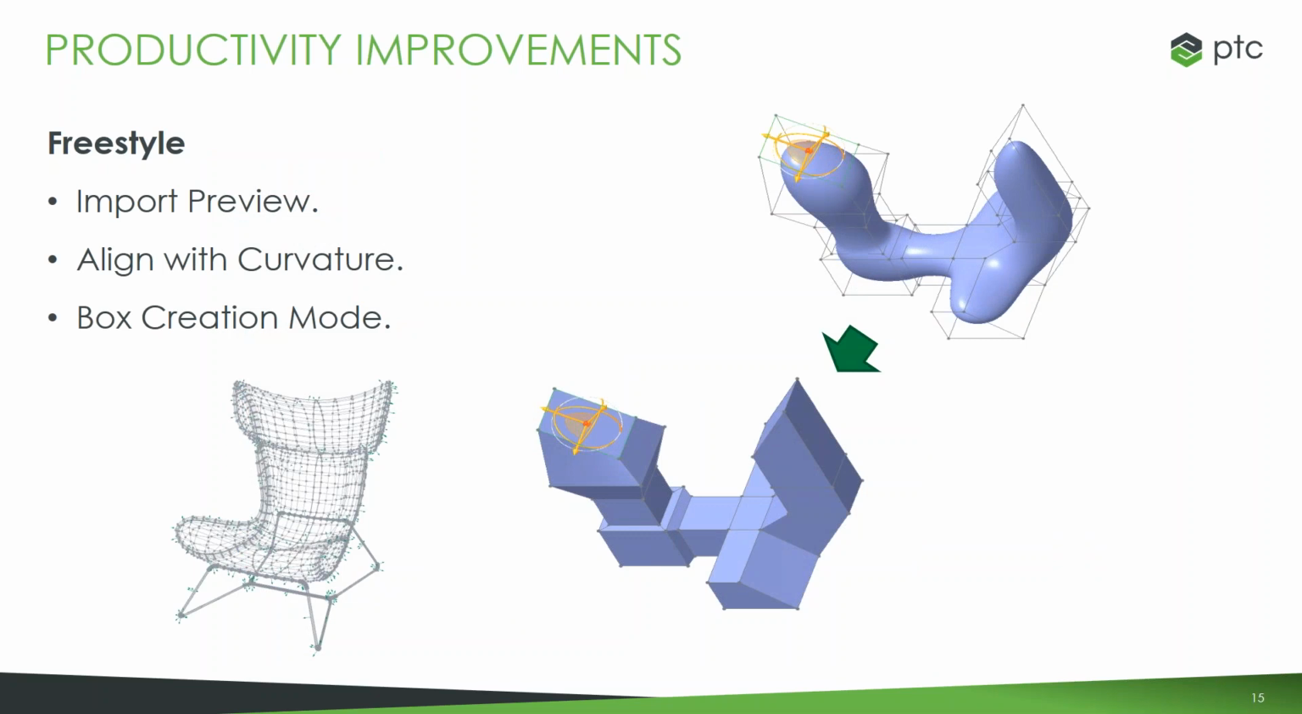Freestyle has also seen some improvements, so you now have the ability to preview your import before you finish importing it. You can also do align with curvatures, so in the past it was just align with straight lines. Now you can do it with curves as well. And there's now a box creation mode, so that when you're working in Freestyle, if you want to look at some of your major nodes, see how that's broken down, you can do that in box creation mode. It's a little bit easier to see clearly where your different sections of that geometry are.